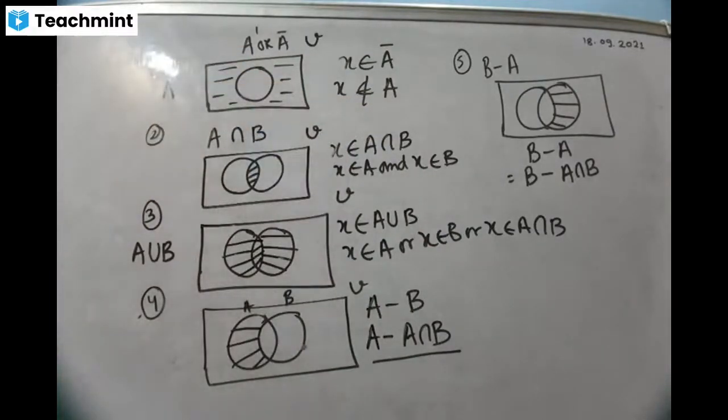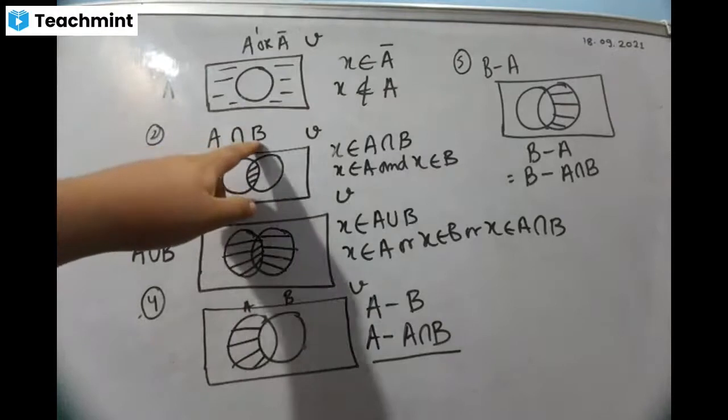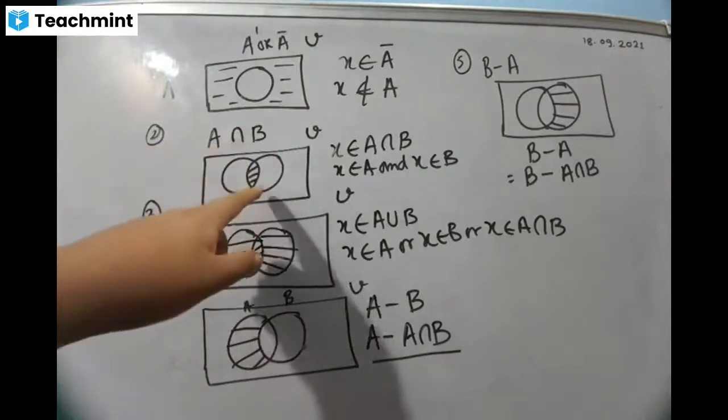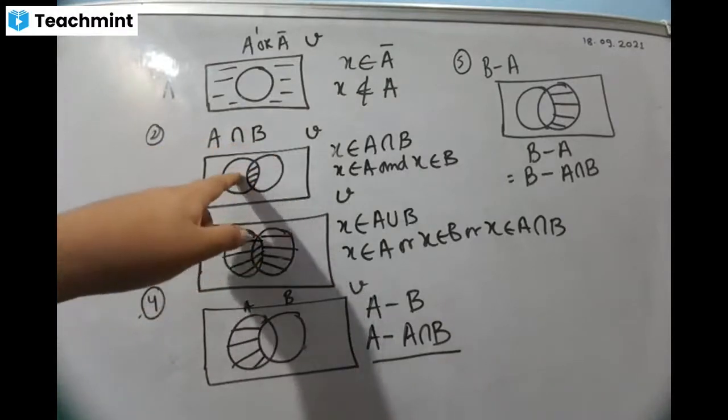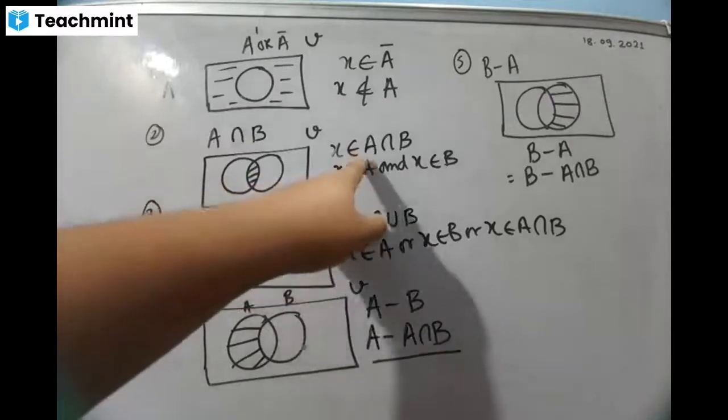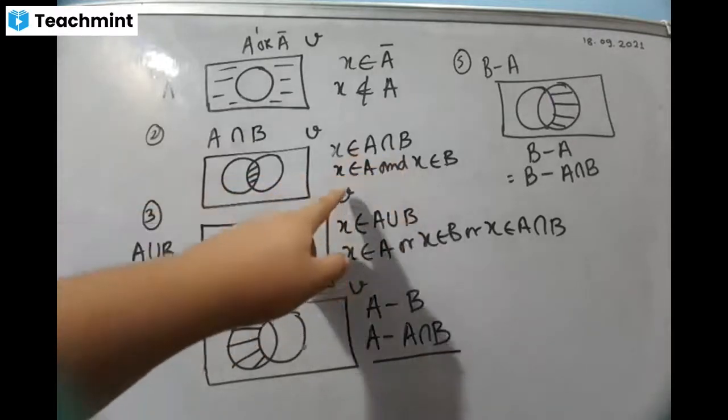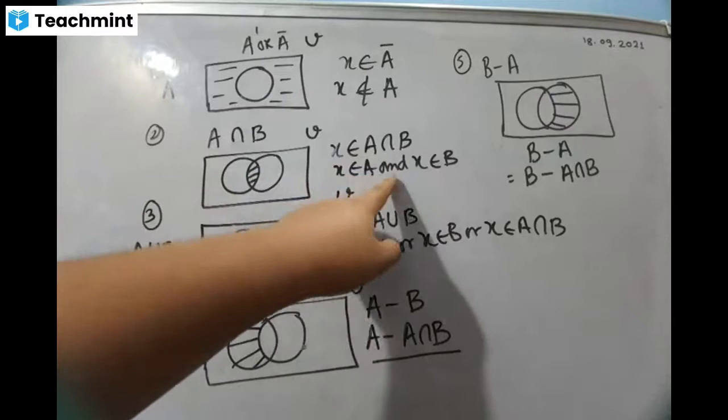Next is A intersection B. A intersection B means, suppose there are two sets A and B, then the intersection means the common region between A and B. So if X belongs to A intersection B, it means X belongs to A and X belongs to B.